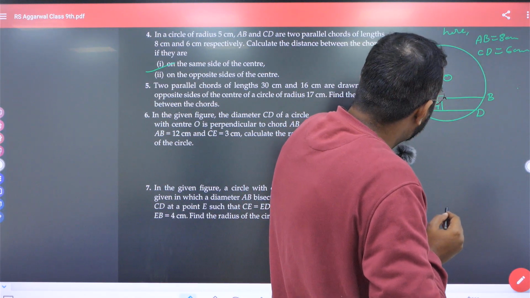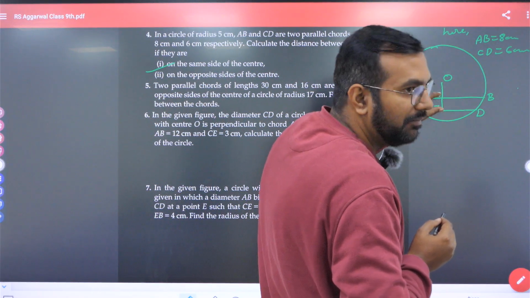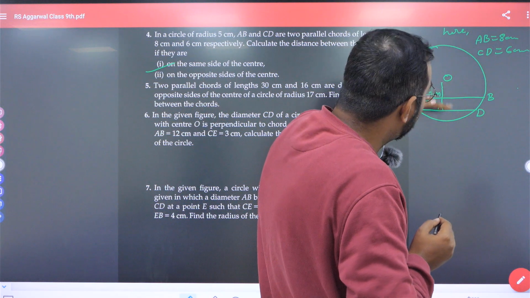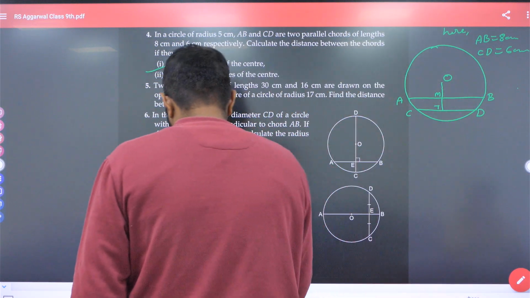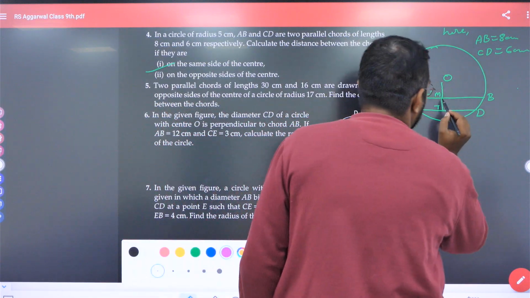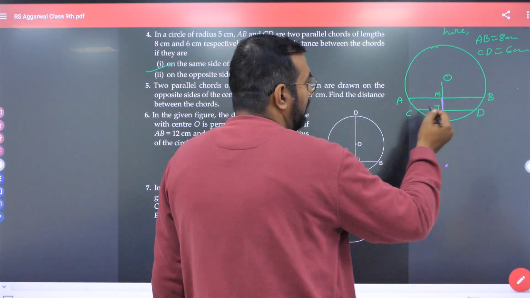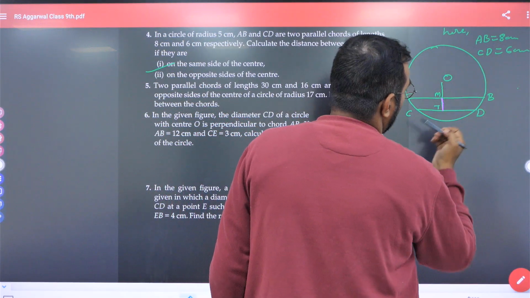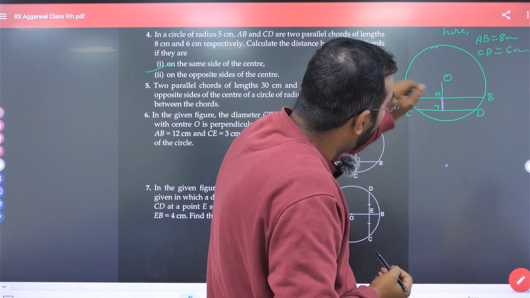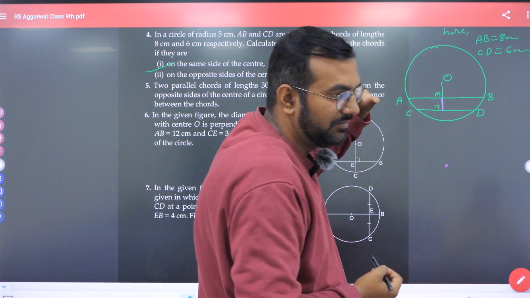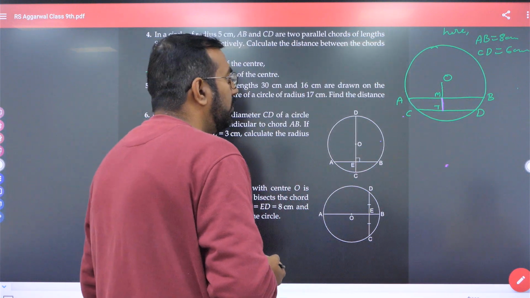When we subtract OM from OT, we will get TM, and TM is the distance between these two chords, right? TM, this is the distance between these two chords, right? And for that we have to subtract OM from OT. So first we will find OT, then we will find OM, and we will subtract them. Then we will get TM. Okay, beta?